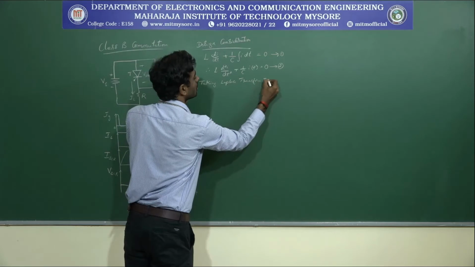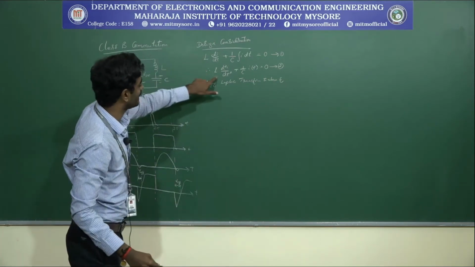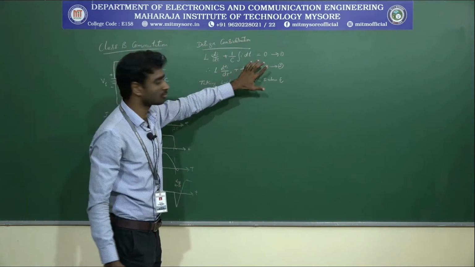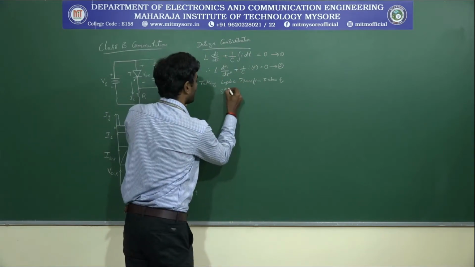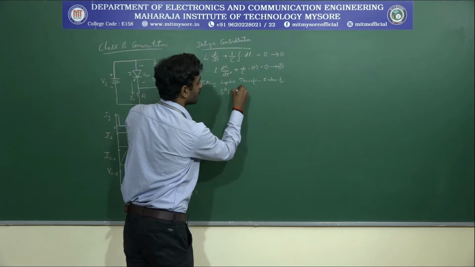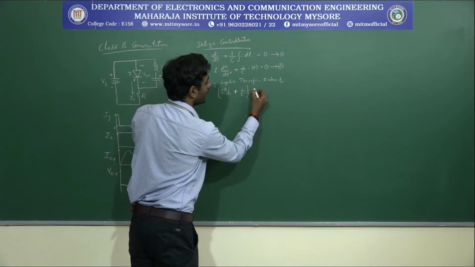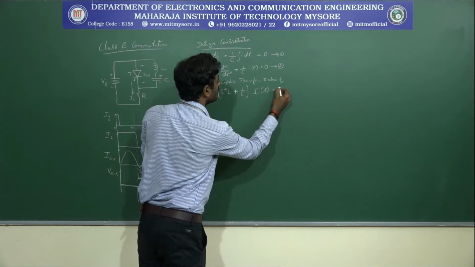Taking the Laplace transform of the above equation, I can write L of d square i of t divided by dt square plus 1 by C i of t will be equal to 0. This can be written as S square L plus 1 by C into I of S, which will be equal to 0.